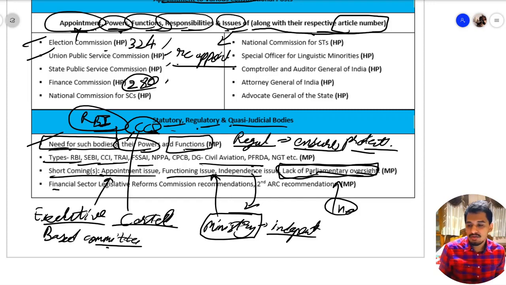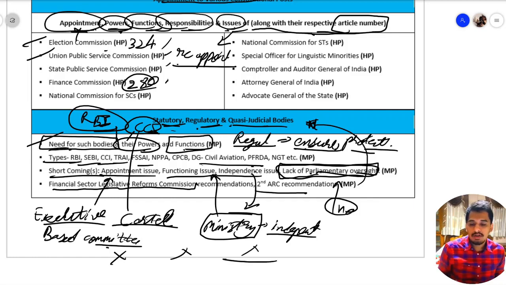And then at last, you should know about the recommendations of the Financial Sector Legislative Reforms Commission and the Second ARC with respect to statutory, regulatory and quasi-judicial bodies. What they have recommended for these bodies, that should be known to you. So this more or less concludes our polity syllabus.